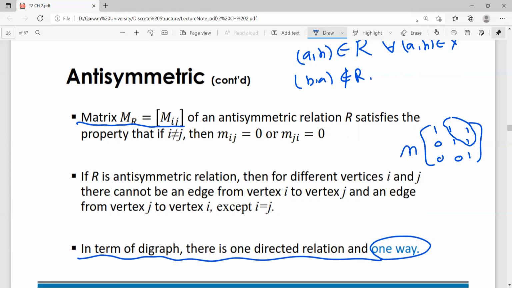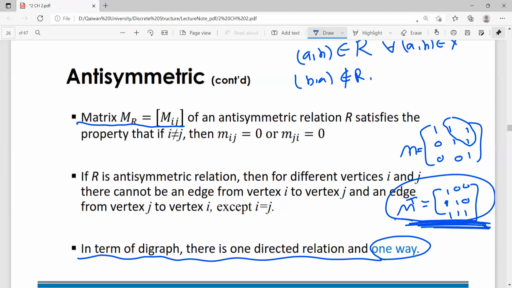If this is matrix M, then M transpose is this. The diagonal is the same, but here these elements become 0 and these become 1. As you see, these are totally changed. So if all zeros become ones and ones become zeros except the elements on the diagonal, we say that relation is an anti-symmetric relation.